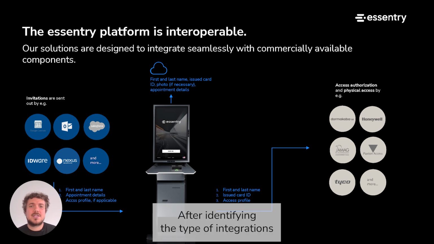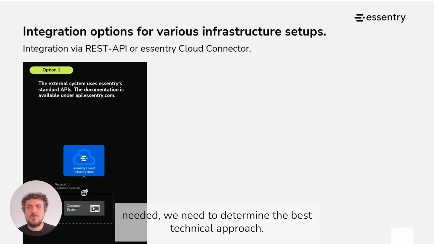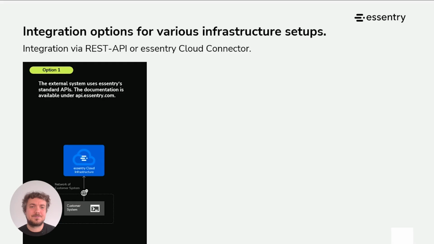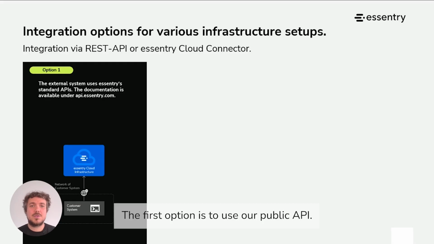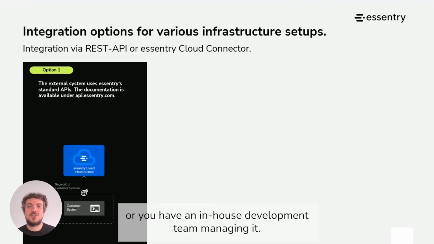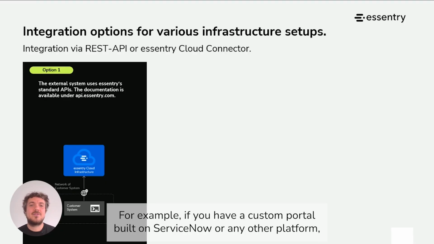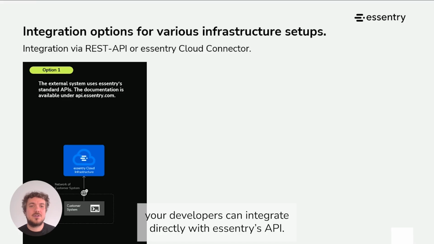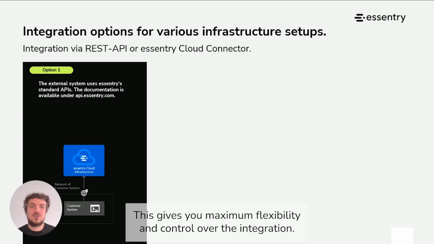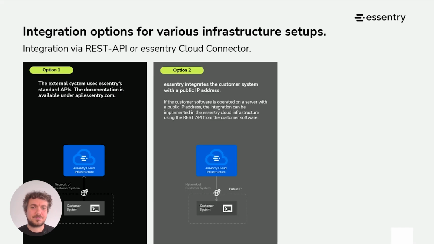After identifying the type of integrations needed, we need to determine the best technical approach. There are three options, each suited to different scenarios and customer requirements. The first option is to use our public API. This approach works well when you have built your own system or you have an in-house development team managing it. For example, if you have a custom portal built on ServiceNow or any other platform, your developers can integrate directly with essentry's API. This gives you maximum flexibility and control over the integration.